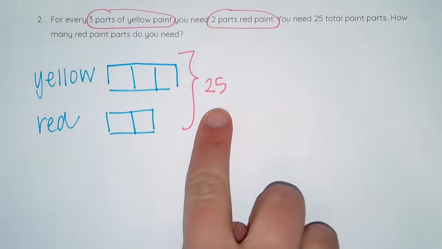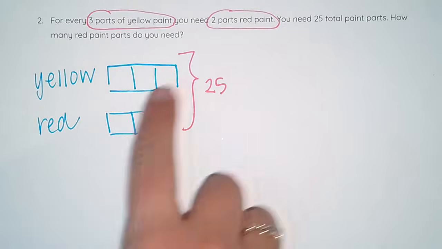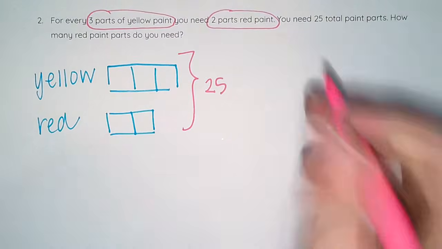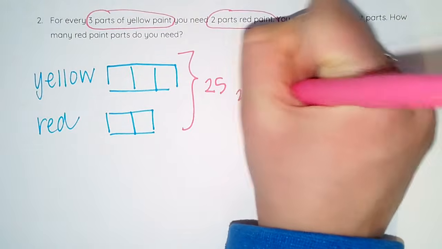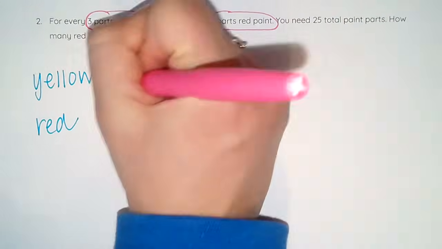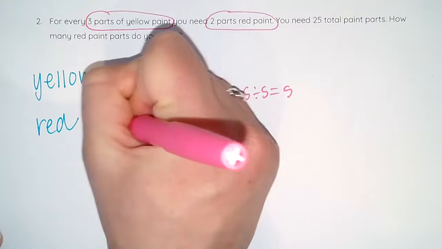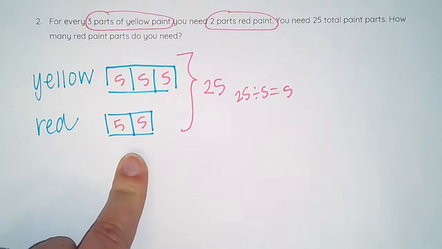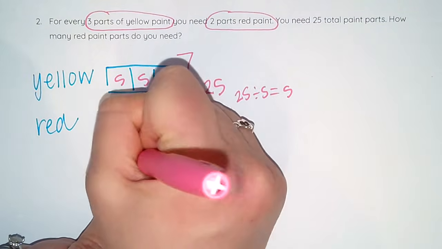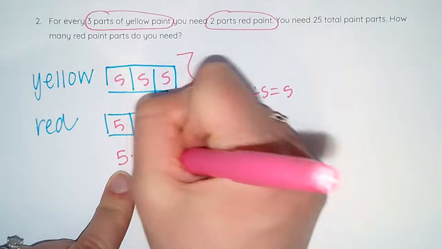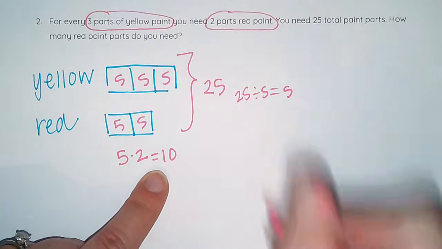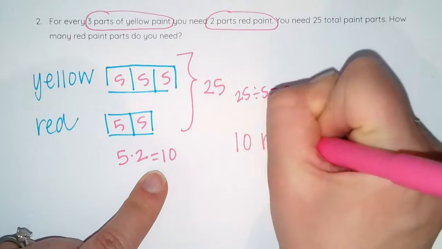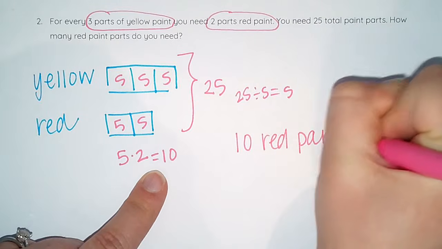Well, here I've got 25 total, and that's being split into 5 parts. 25 divided by 5 equals 5. If each of these is 5, and I want to know how many red parts I need, I would say I have 2 parts of 5 each for a total of 10 red parts.